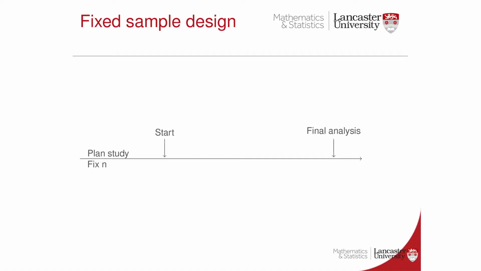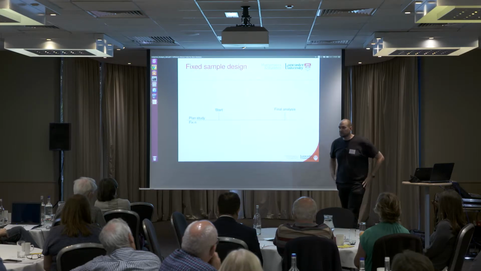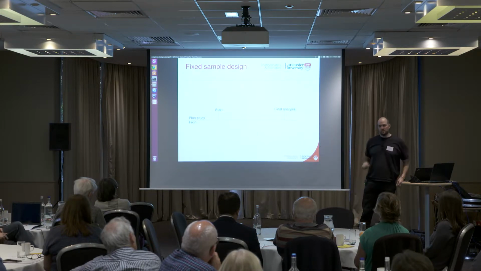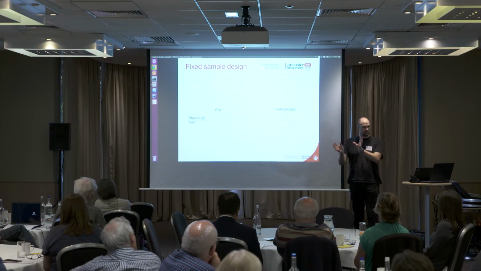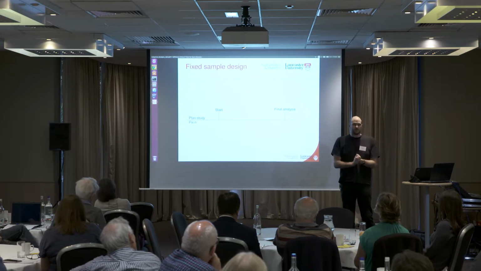So, current standard fixed sample design, randomized controlled trial. Basically, the team doing the investigation starts planning the study. The statistician at one point comes into play and is going to say, well, we need about 150 patients. So fix n, the sample size. Then you start the study and you wait, you recruit, you wait until you've observed all 150 patients, at which point you then look at all your data and make a decision.